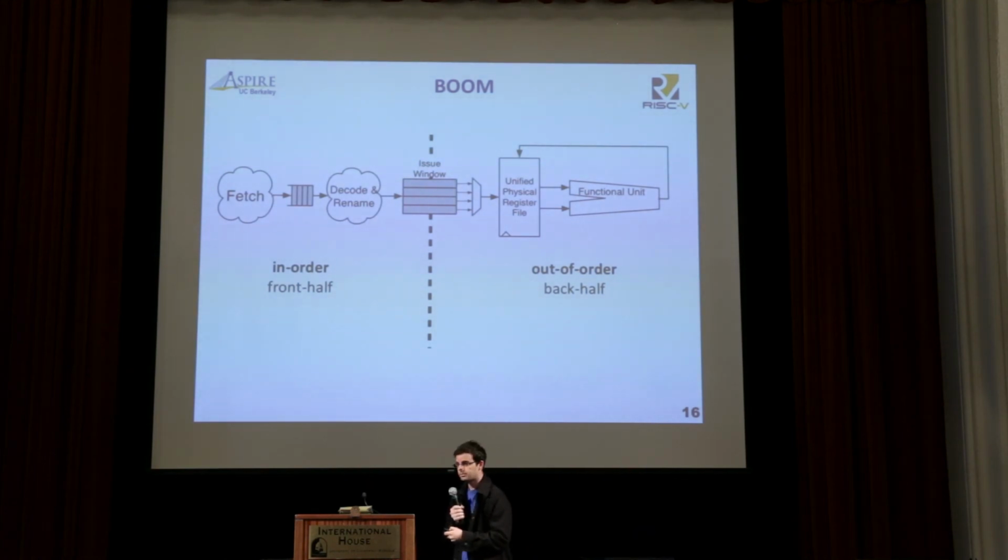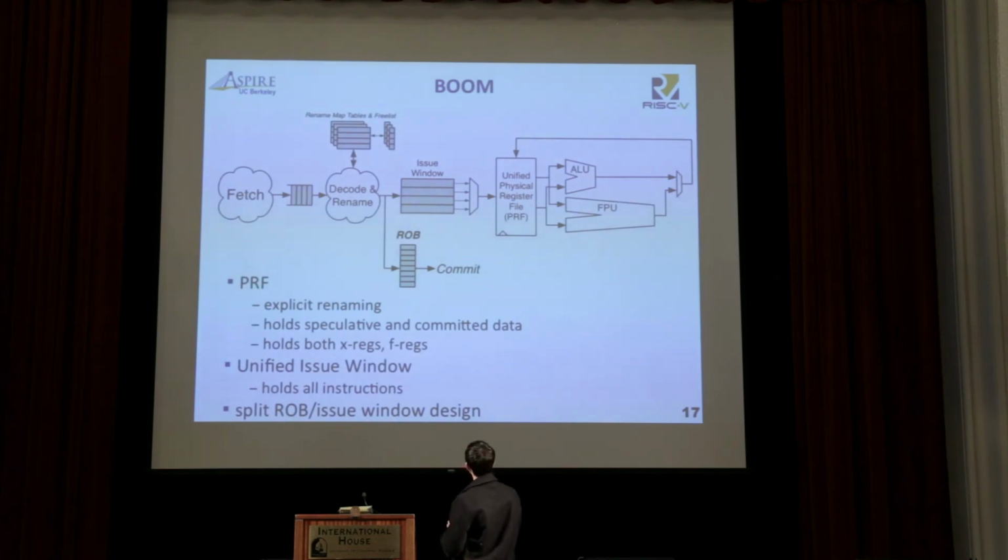So the front half is in order, and then at the issue window is when we're going to start issuing out of order. So if we dive in just a little bit more, this is an explicit renamed design with the physical register file. This is holding both the speculative and committed data. The map tables are what tells you what's actually the committed state in this. This holds both the integer and the floating point registers. So you can just think of an FPU as like another functional unit. And the issue window is going to hold all instructions, branches, memory ops, floating point, integer.